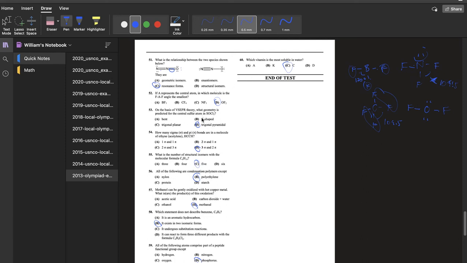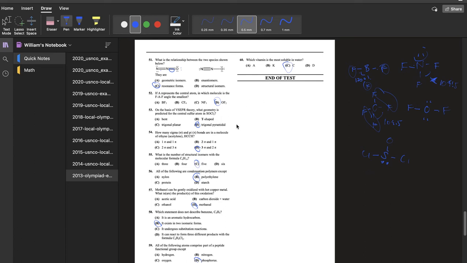53. On the basis of VSEPR, what geometry? SOCl2. Once again, let's just draw it out. S is the least electronegative, so let's put it in the middle. I think it's just going to have 4 things around it. Oh, no, I can't count. It's going to have 3 things around it. Cls are going to be at opposite ends. Okay, so if we count 6, 12, 14, 26, so it's just going to be like that with lone pairs around all the others to make octets, so it's going to be trigonal pyramidal.